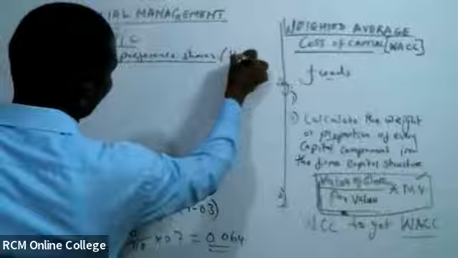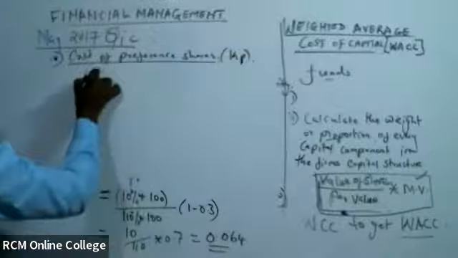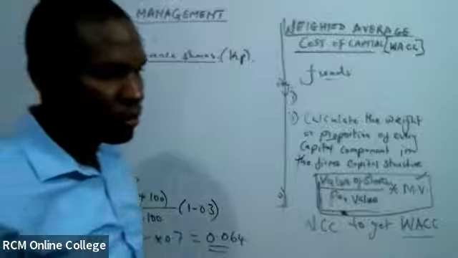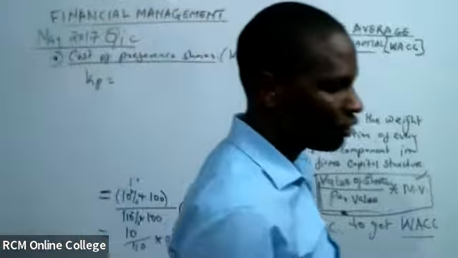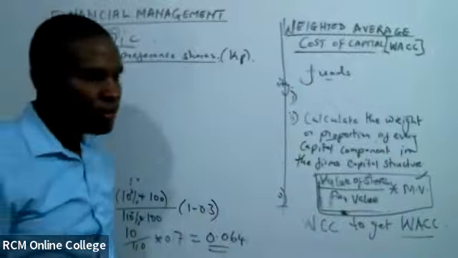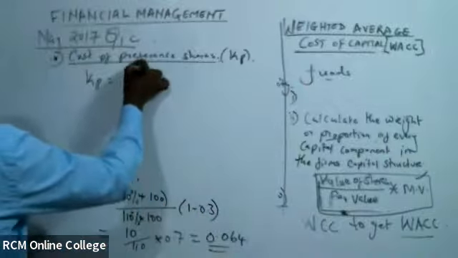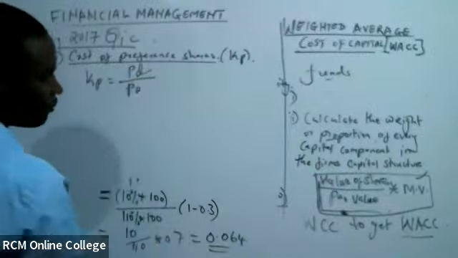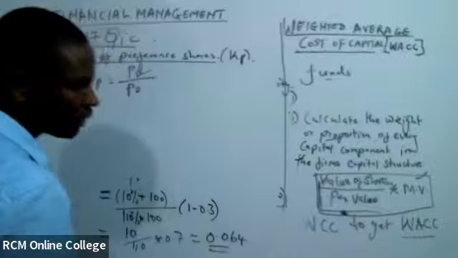So our KP. Now, somebody remind us the formula of getting the KP. How do we get KP? KP has no problem, just need to remember the formula. It is PD over PO. This is preference dividend over the PO. PO stands for the market price.